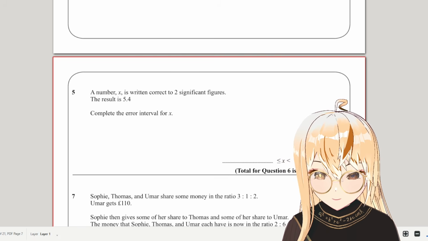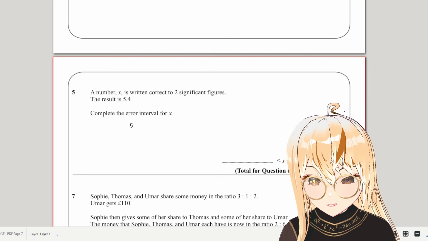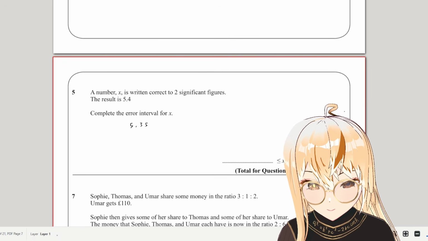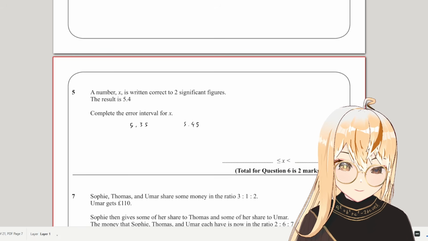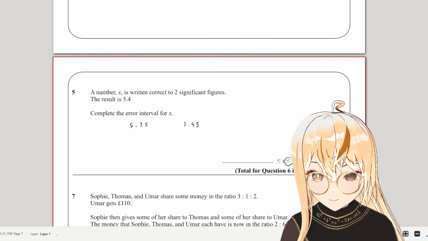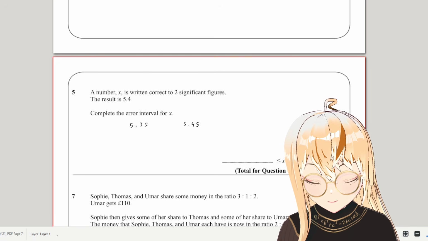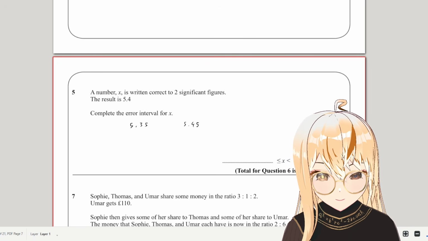Here we need to look at what numbers will round to 5.4, and that would just be simply 5.35 and 5.45. Well, 5.45 wouldn't actually round to it, but since it's a less than symbol, it would be something like 5.49, which would round to it.